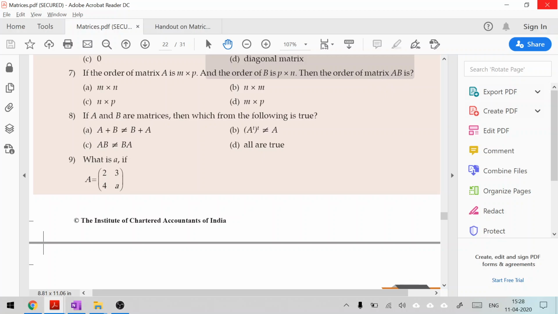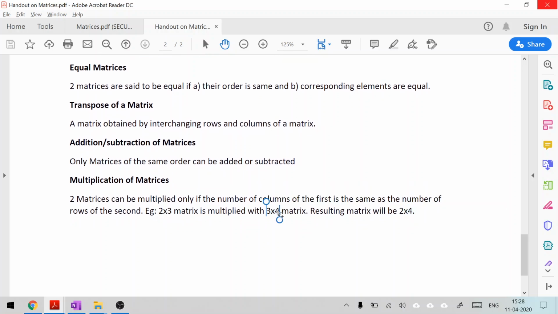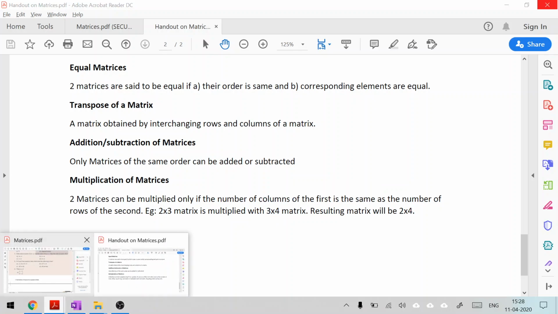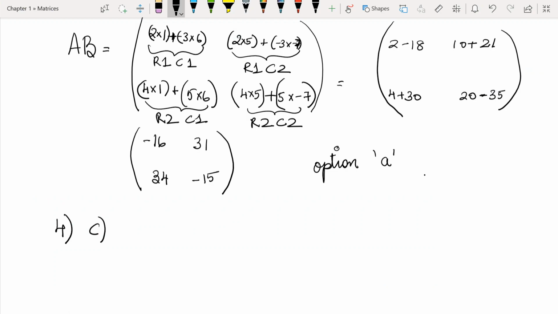Okay, AB is nothing but, you remember in our handout, I had given you an example. 2 by 3 is multiplied with 3 by 4. The resulting matrix is nothing but, you pick up the rows from the first one, 2, and the columns from the second one, 4. So 2 into 4 will be the resultant. Apply that to this problem. Okay, M into P, P into N. Row is M and column is N. So answer is M into N, option A. So 7th question, answer is option A.